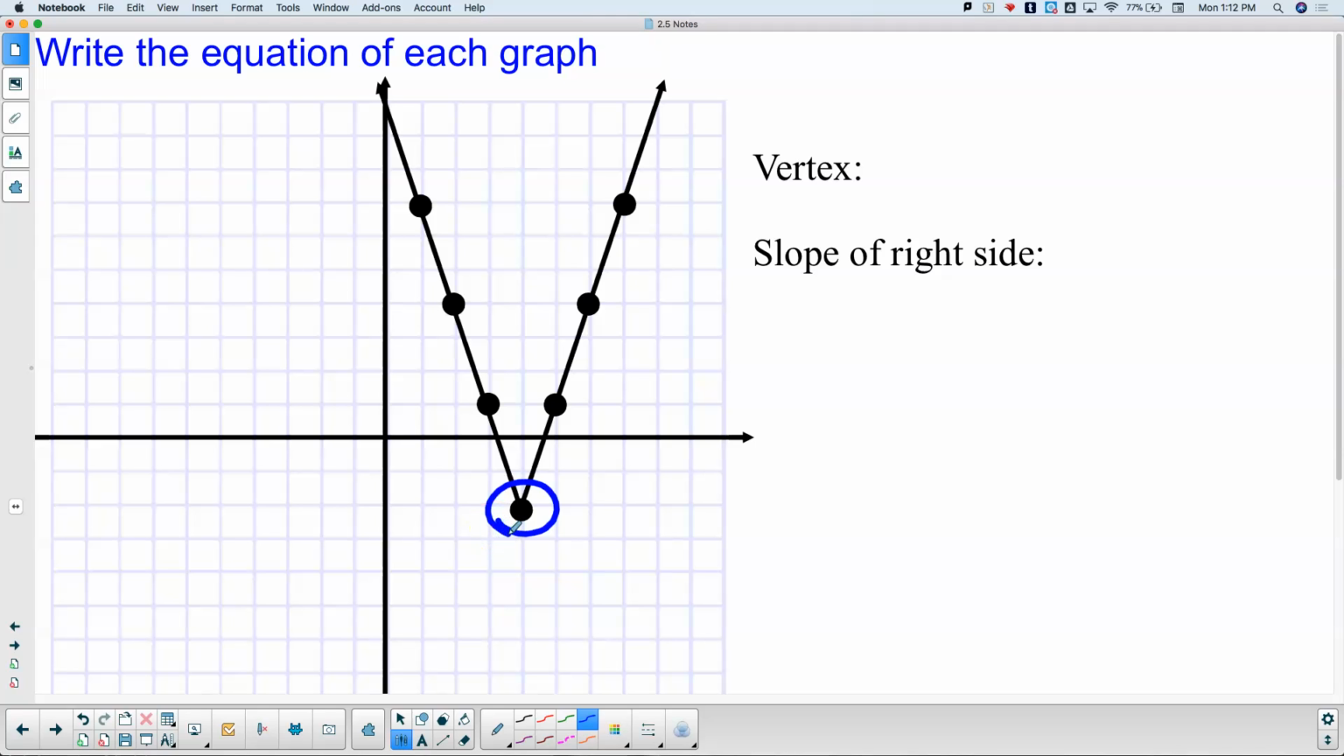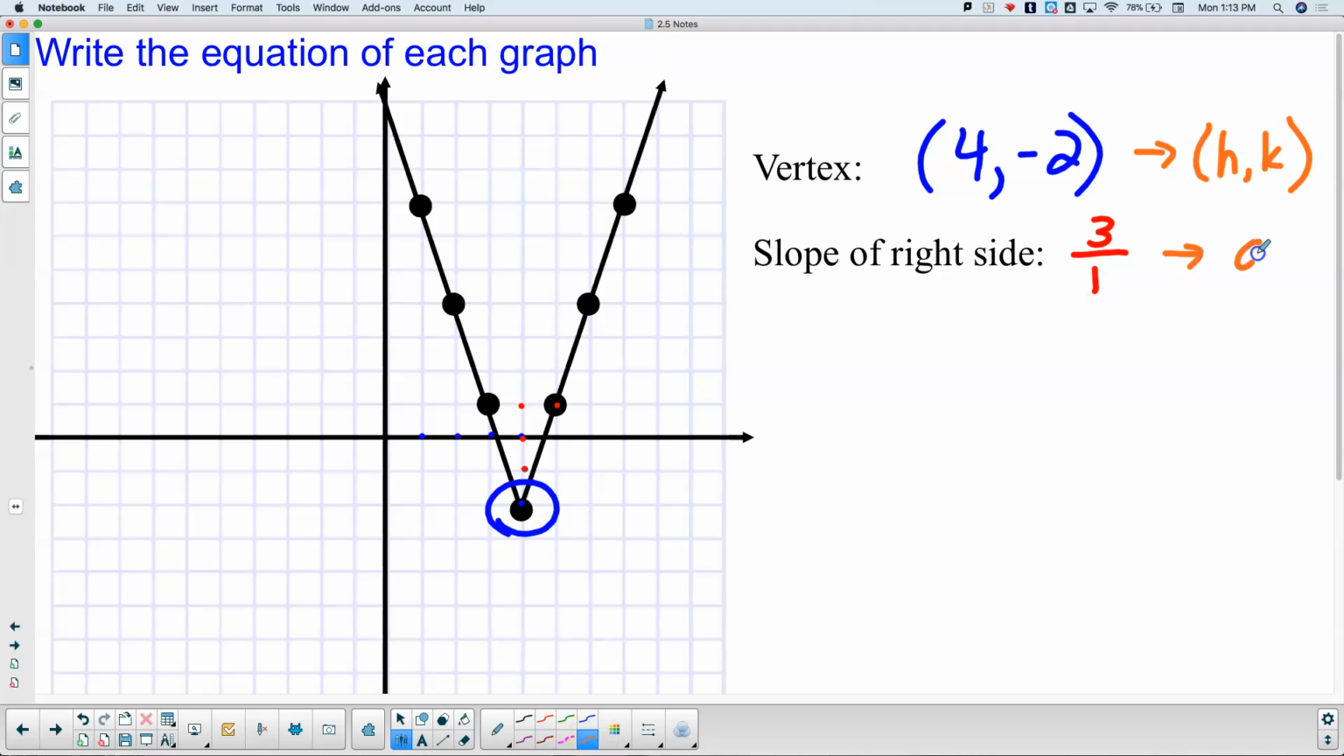First we get the coordinates of that vertex point, which is 1, 2, 3, 4, and then down 2. So the vertex is at 4, comma, negative 2. That's important because that is h and k. The slope of the right side is up 1, up 2, up 3, to the right 1, that's a slope of 3 over 1. The right side slope is our a value. So we need to fill in y equals a times the absolute value of the quantity x minus h, then plus k.